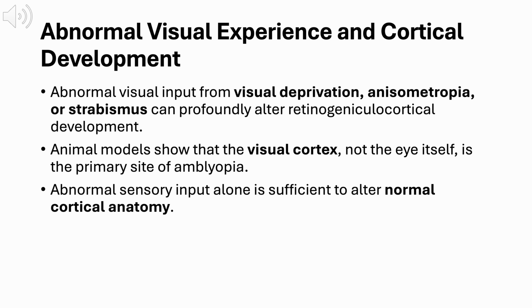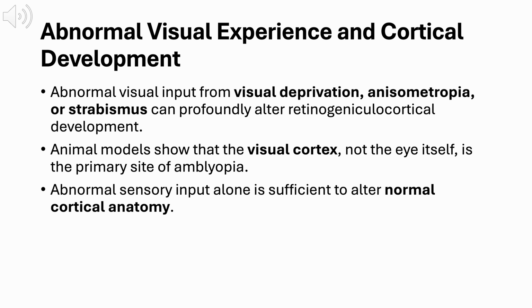This slide pulls everything we've talked about so far into a clear clinical message. During development, the visual system expects normal, balanced input from both eyes. When that input is abnormal, whether from visual deprivation, anisometropia, or strabismus, the entire retinogeniculocortical pathway can be altered.